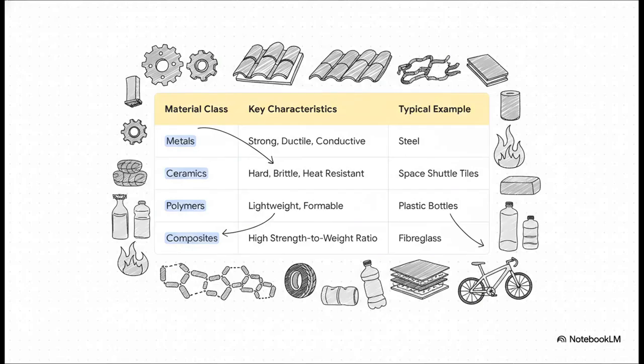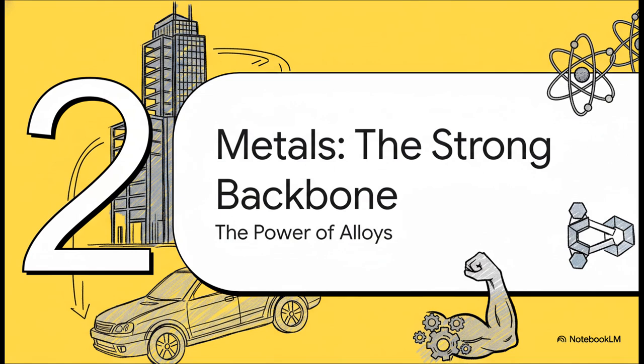So you can basically sort the entire world of materials into these four huge families. First, you've got metals, our strong, reliable workhorses. Then you have ceramics, the super hard materials that can take insane amounts of heat. Then there are polymers, your lightweight, versatile plastics and rubbers. And finally, composites, where we mix and match materials to get unbelievable performance, like in a carbon fiber bike that weighs almost nothing. So let's jump into our first category, metals.